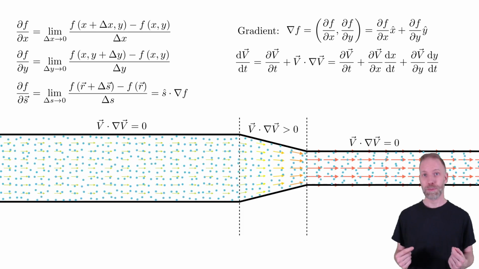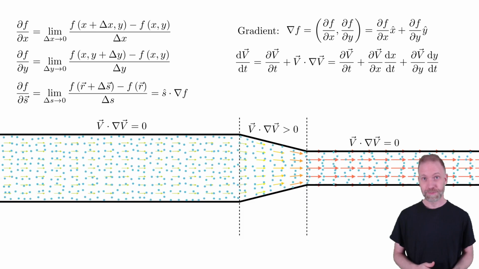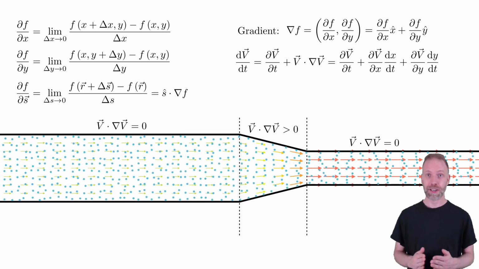This will be the final example for this video. In the next video, we'll talk more about vector fields. We'll focus on the divergence and the curl.